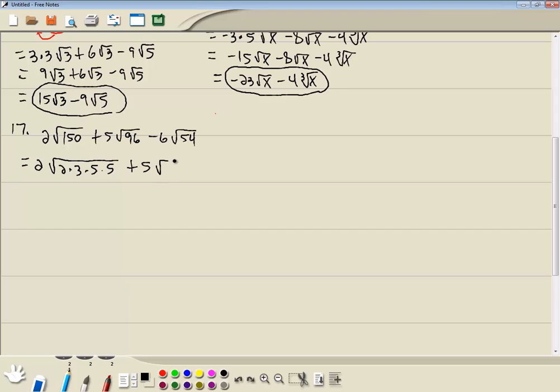Plus 5, 96 is 2 times 48. 48 is 2 times 24. 24 is 2 times 12, 2 times 6, 2 times 3. Minus 6 square root of 54. That's 2 times 27, and 27 is 3 threes.